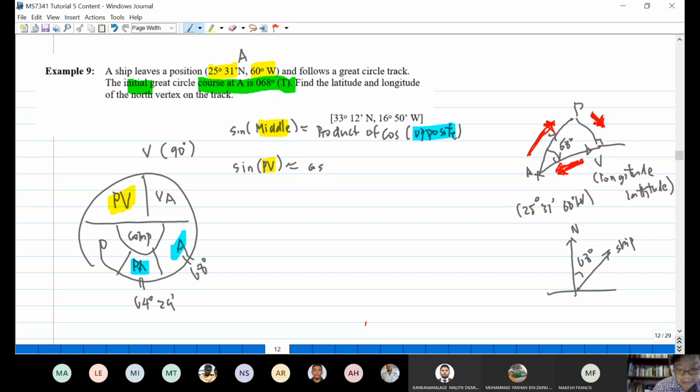Now, you have to be careful now. Both of them are in the lower part of the view. So one of them is cosine of co-A. You use the blue part here, co-A. The other one is also cosine again, cosine of co-PA, again in the lower half.